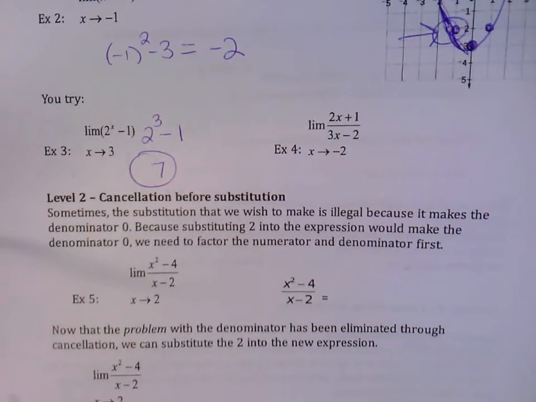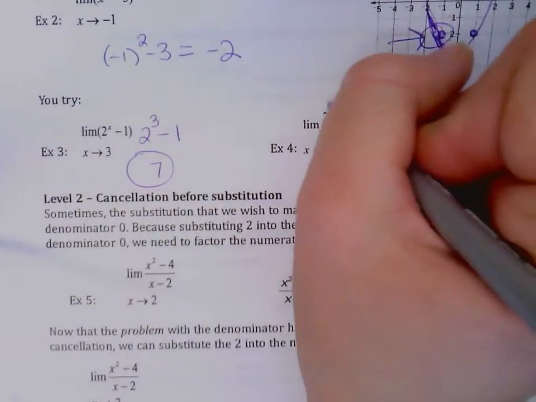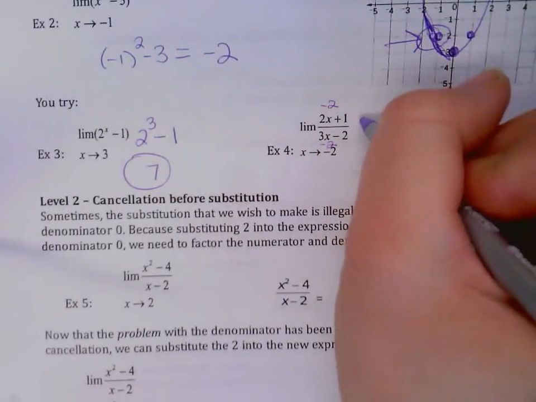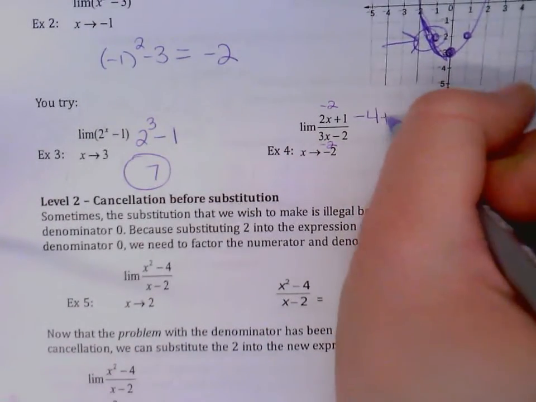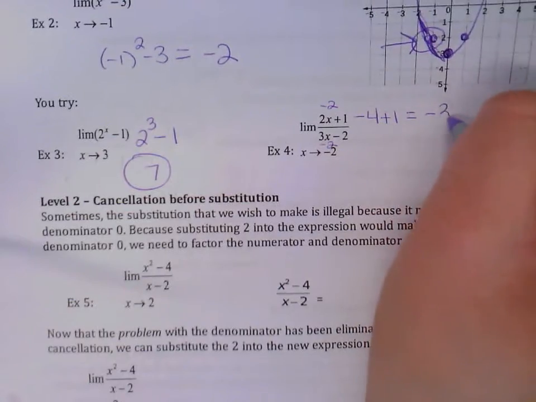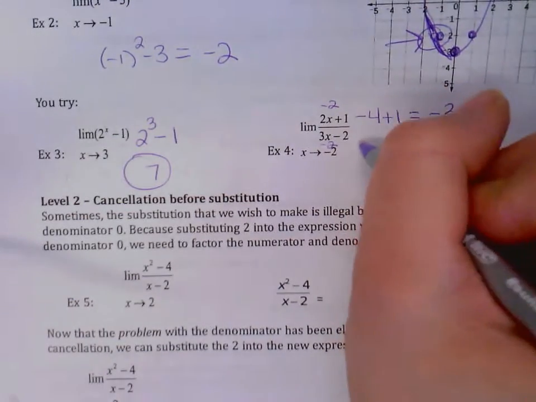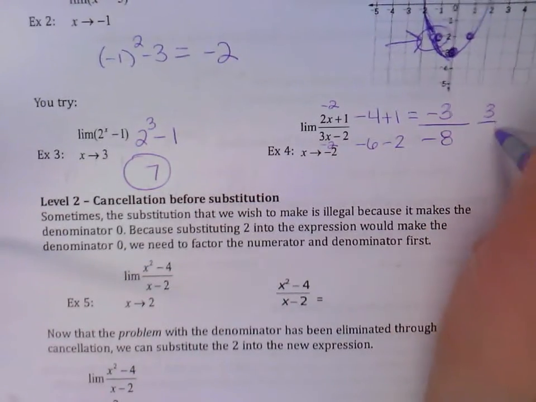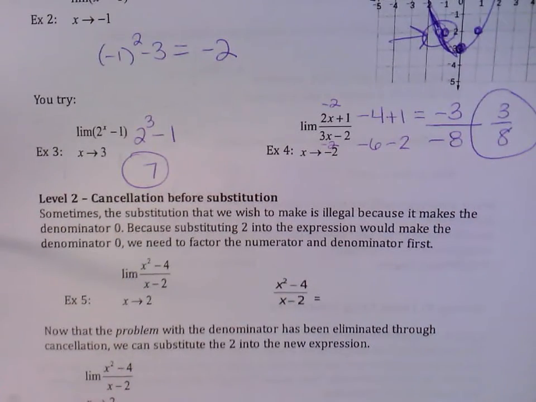It's approaching 7. And the second one, I'm going to plug in -2 for both of these x's. So let's see, -4 plus 1 is -3 on top. -6 minus 2, -8 on the bottom. So +3/8 is the limit. Is that what other people got?